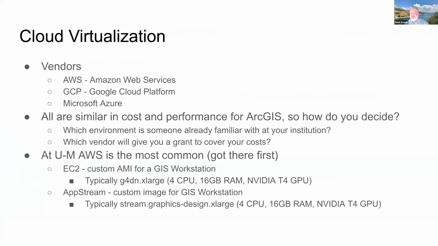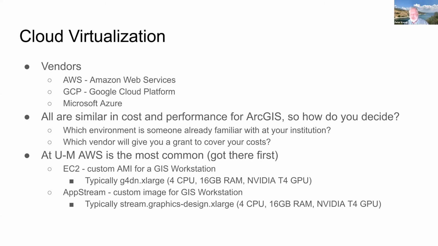So cloud virtualization in general, as Ryan showed, there are 3 different vendors for it. And we have business agreements with all 3 of them. And we found that when we've used them for ArcGIS, all are pretty much similar in cost and performance. So how do you decide? Well, I think which environment is someone already familiar with at your institution is a good starting point. So you don't have to learn anything new, and maybe you already have systems to integrate with. And then also which vendor will give you a grant to cover costs.